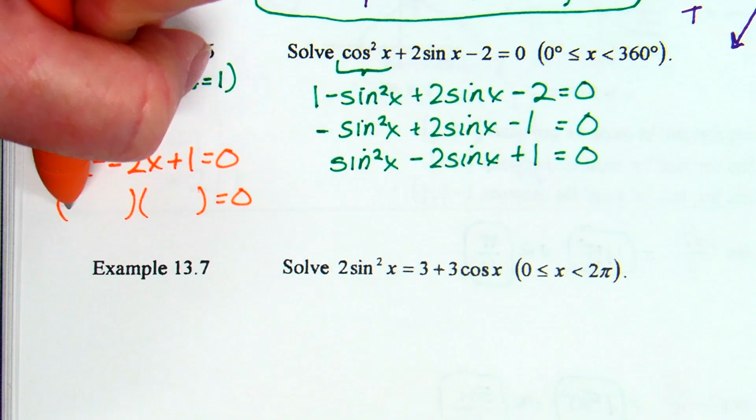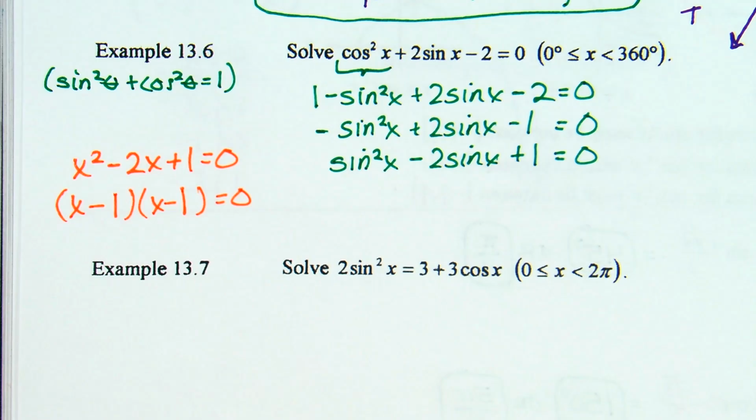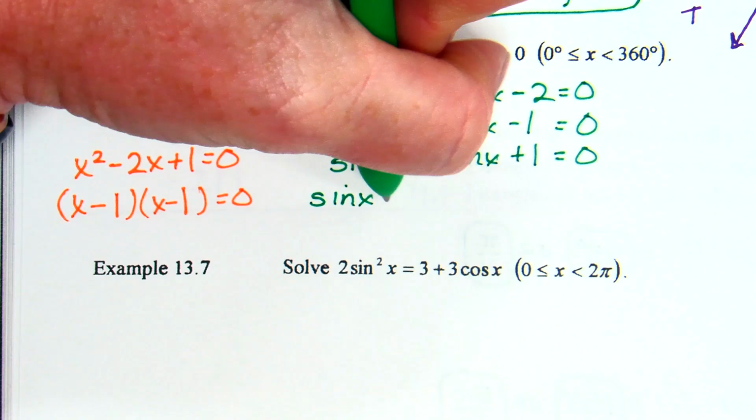X squared breaks into x and x. What multiplies to be 1 and adds to be negative 2? Negative 1 and negative 1. Except these aren't really supposed to be x's, are they? No, they're sine. So if I go back to my actual problem, instead of saying x minus 1, it's sine x minus 1 times sine x minus 1 equals 0, which could also be written as sine x minus 1 quantity squared, but doesn't matter.